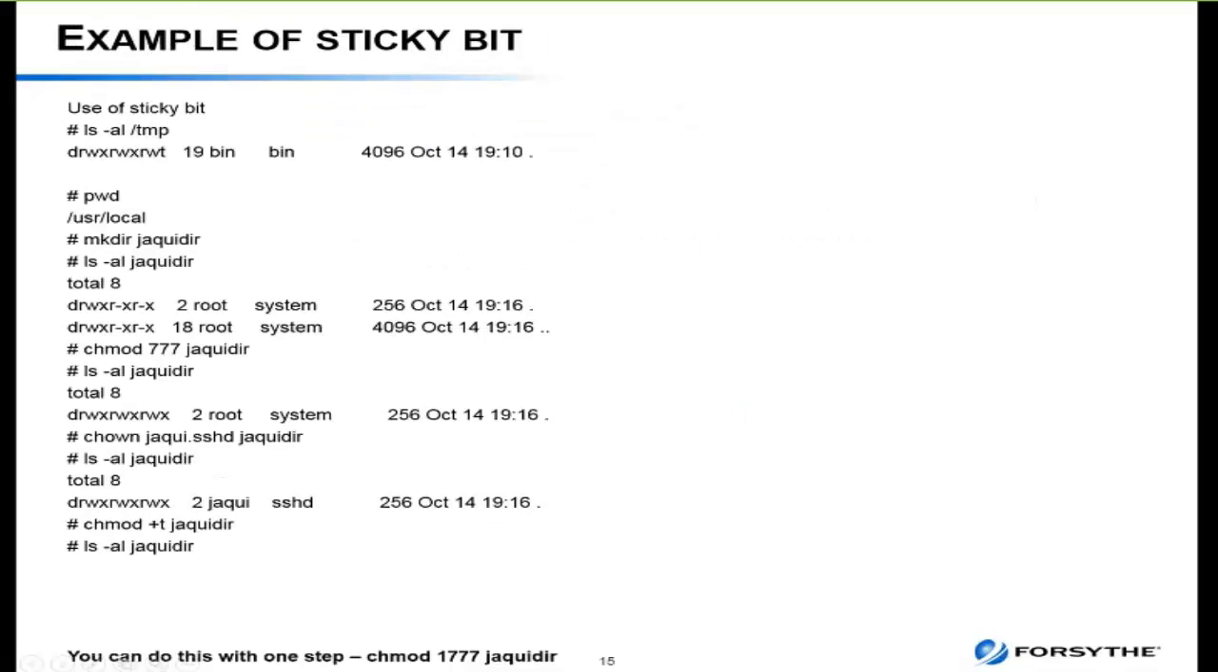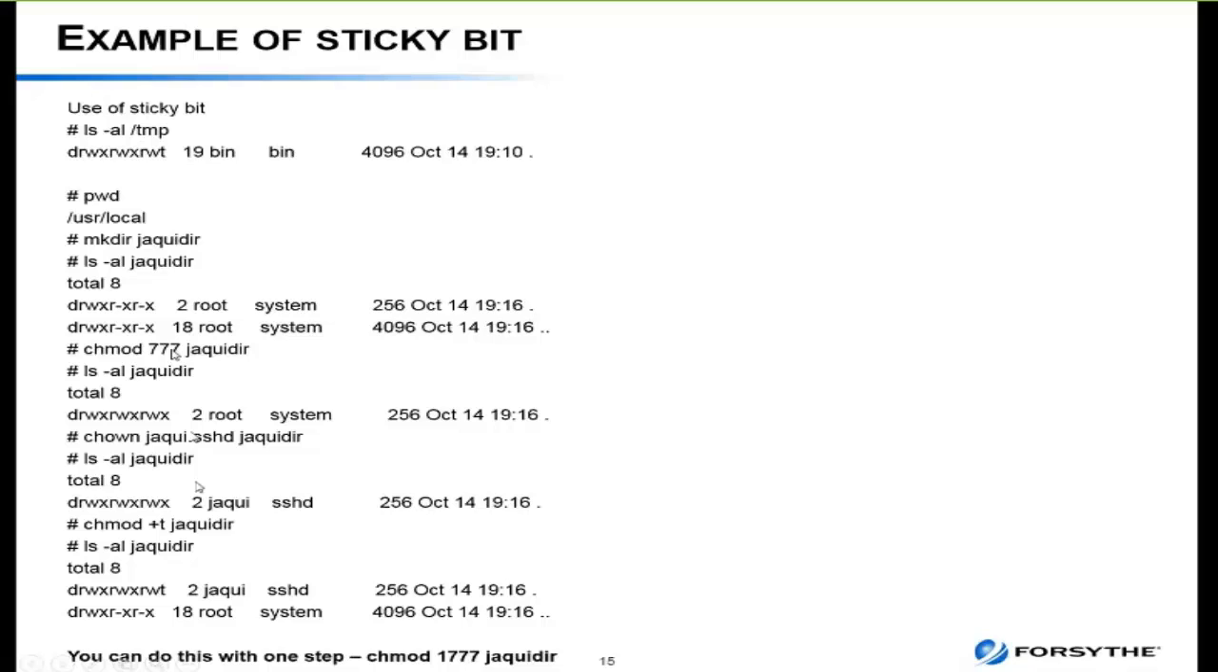So here's some examples of setting a sticky bit. If you look at /tmp, you'll see here this lowercase t. If it's a lowercase t, that means it's got the execute on as well as the sticky bit. If it was an uppercase T, it would just be the sticky bit without execute. So here in /usr/local, I created the directory. By default, my directory was set to 755. I changed it to be 777 so everybody could write to it because it was a temporary directory.